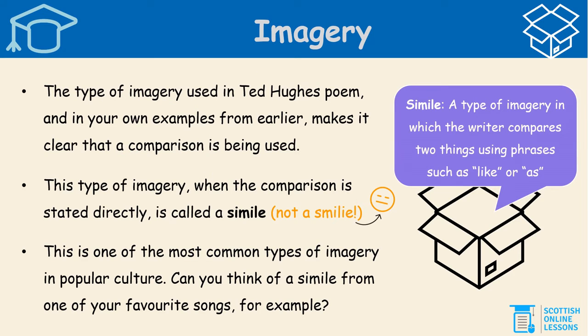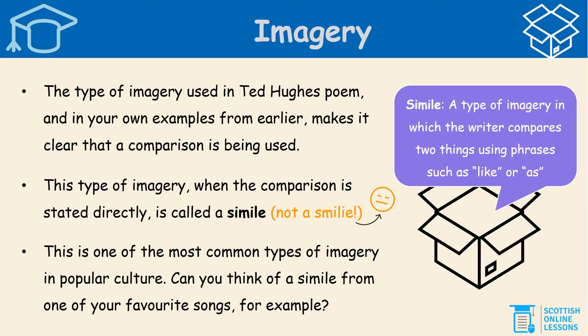The type of image used in the Ted Hughes poem that we just looked at, and in your own examples from earlier, make it really clear that a comparison is being used. You use phrases like or as to make it really obvious to your reader. This type of imagery then, when the comparison is stated directly, is called a simile. And I've popped on the screen here that it's not a smiley. Try to spell it correctly if you can.